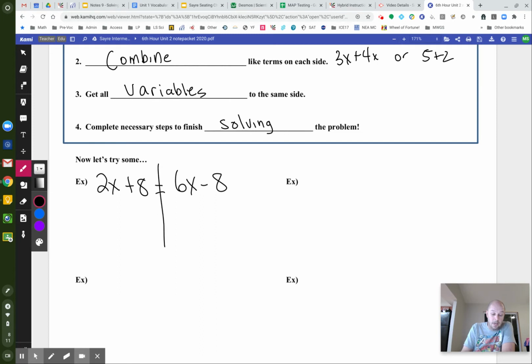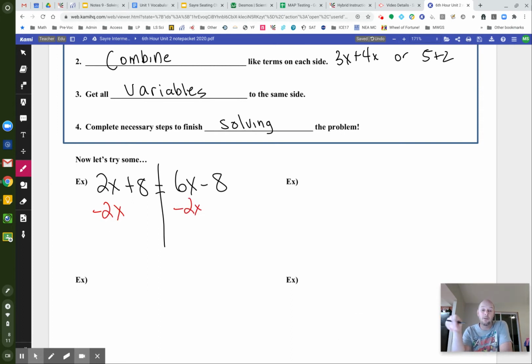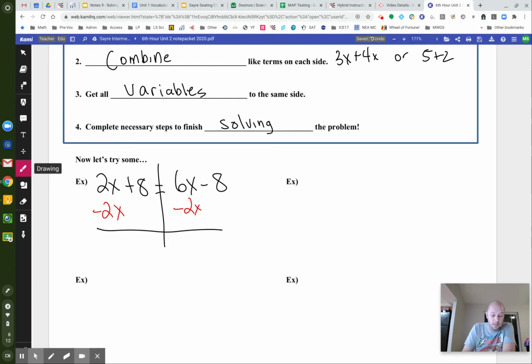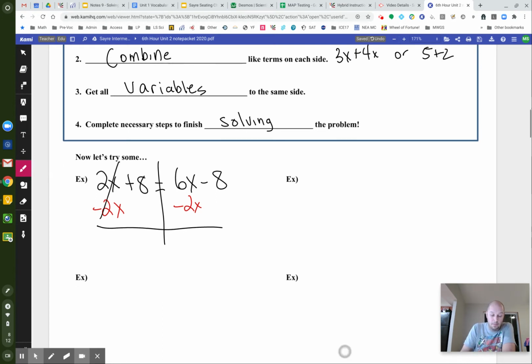So what I'm going to do is move this 2x by subtracting it. So when you move things from one side of the equation to the other, you do the opposite. If you're adding, you subtract. If you're subtracting, you add. If you're multiplying, you divide, and so forth. All right? So there's that. And so these 2x's go away, and then I have 6x minus 2x, which is 4x. And I leave everything else that I have on that side of the equation. So I have my variables on one side.